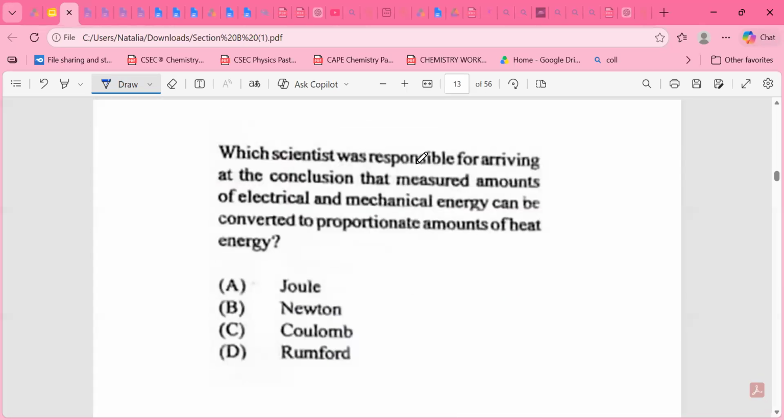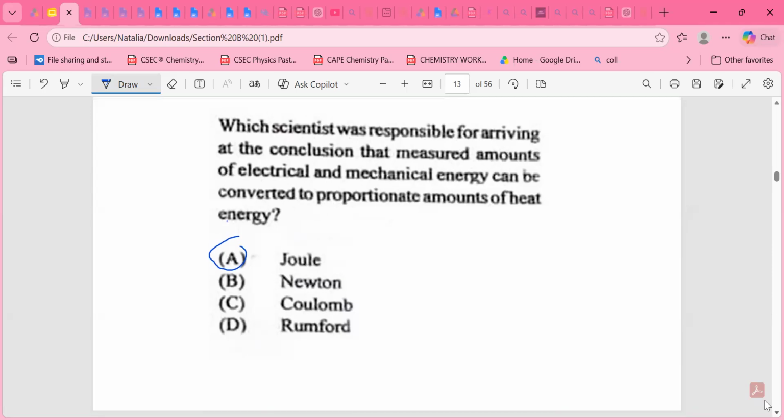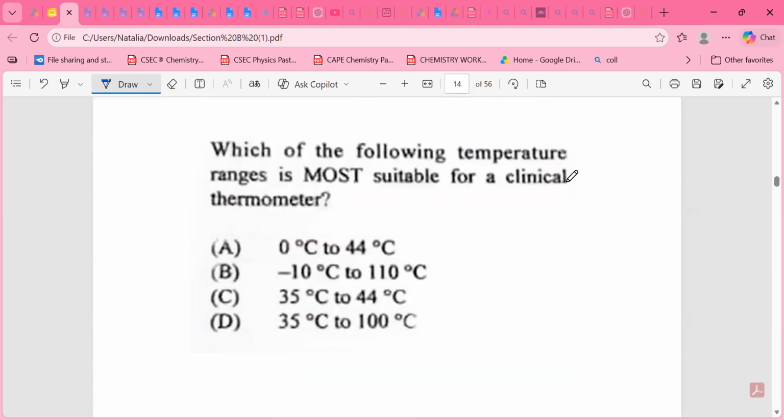Which of the following scientists was responsible for arriving at the conclusion that measured amounts of electrical and mechanical energy can be converted to proportionate amounts of heat energy? Who is that? Joule. Which of the following temperature ranges is most suitable for a clinical thermometer? It measures body temperature. So it's C.